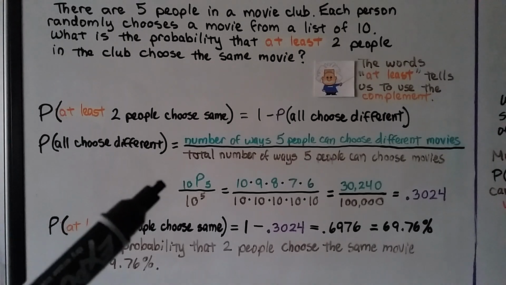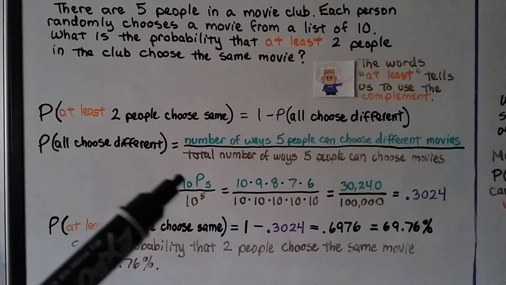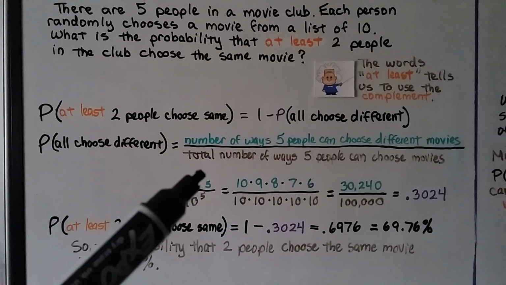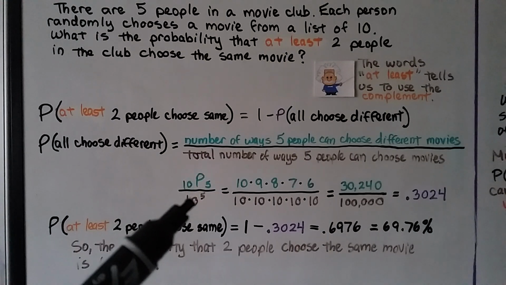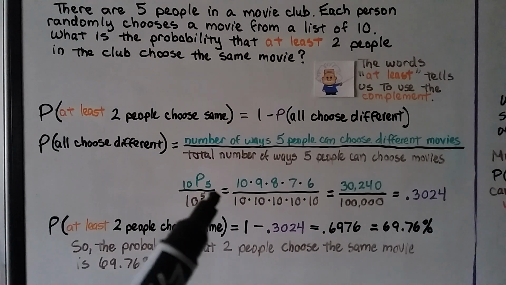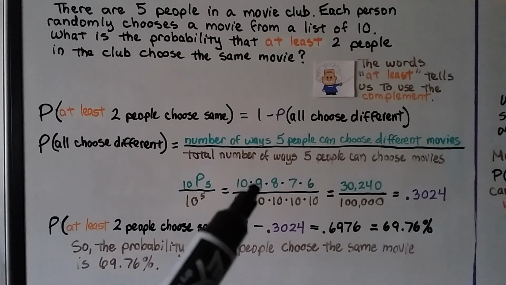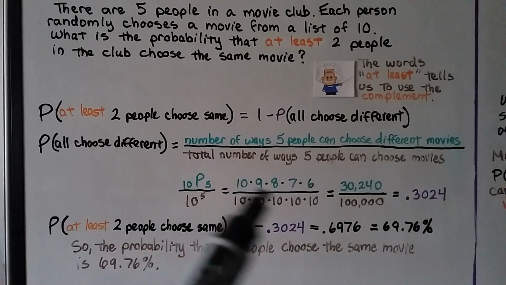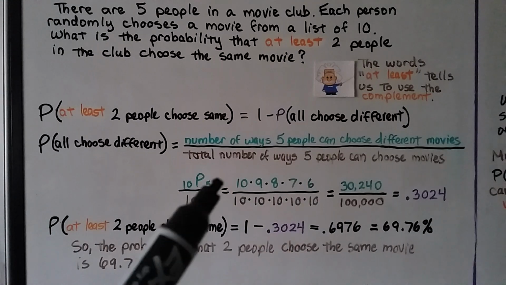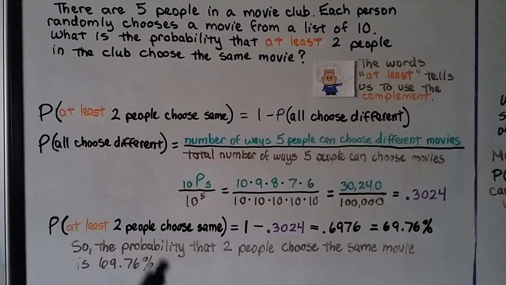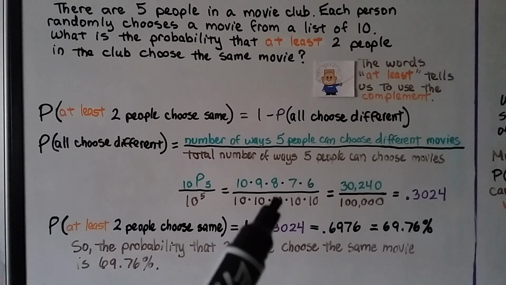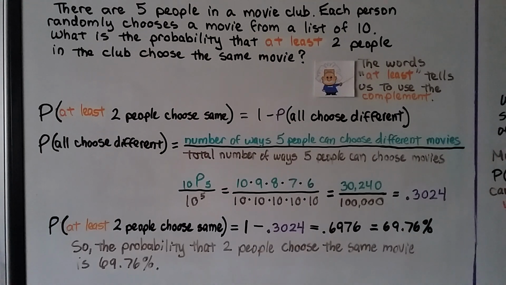So we would do the number of permutations of 10 objects taken 5 at a time divided by 10 to the 5th power. And that's going to equal 10 times 9 times 8 times 7 times 6. We did this earlier in the chapter. If you missed it, there's going to be links in the description. And that's going to be over 10 times 10 times 10 times 10 times 10. That's going to give us 30,240 over 100,000. We do our division and get 0.3024.